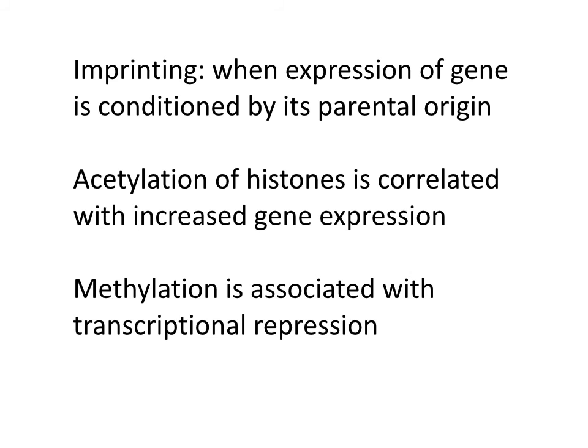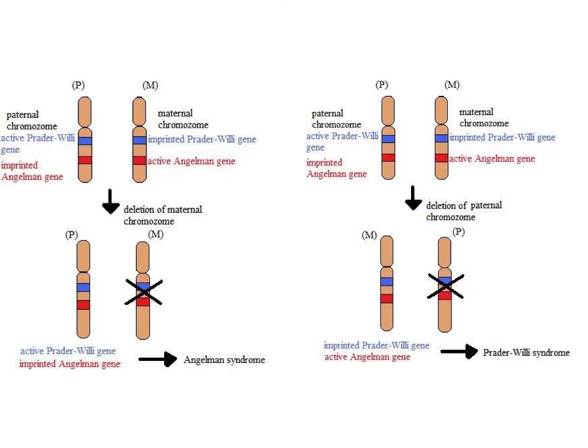Acetylation of the histones is basically increasing gene expression. The methylation on the cytosine nucleotide is basically associated with transcriptional repression. Okay, so that's kind of how that gene regulation is happening. So in the video, you had the 2 different conditions, right? The Prader-Willi and then the Angelman, right?